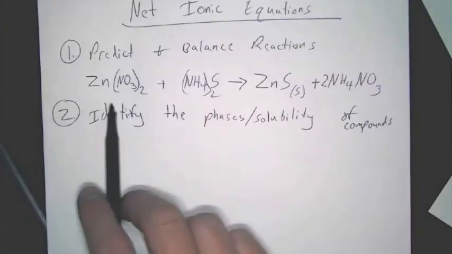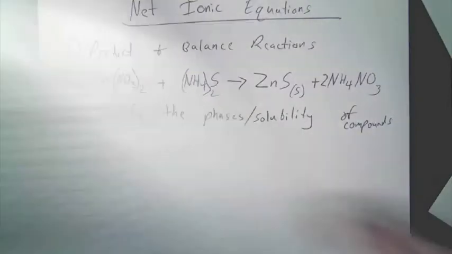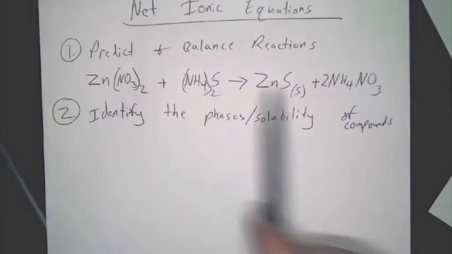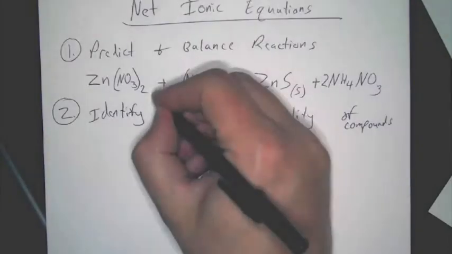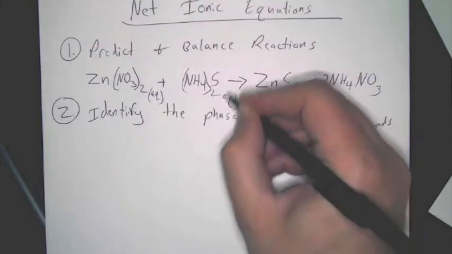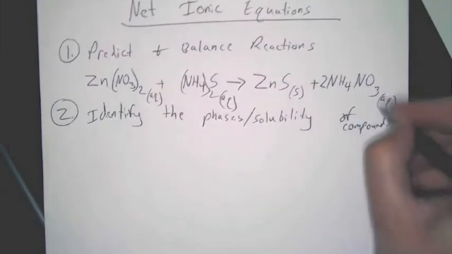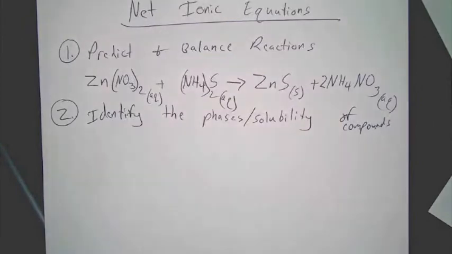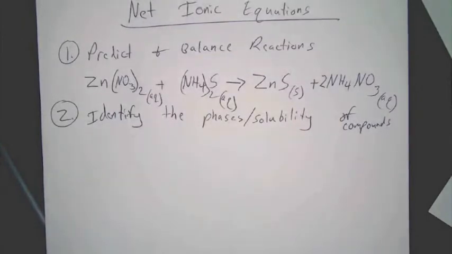Now, if you do this for the rest of them, like look up the rest, you've got zinc nitrate. That's aqueous. So you're going to make a little note of that. It's AQ. If you look up the rest of these, you're going to find that they are all aqueous in solution. Okay? So that part's not bad.